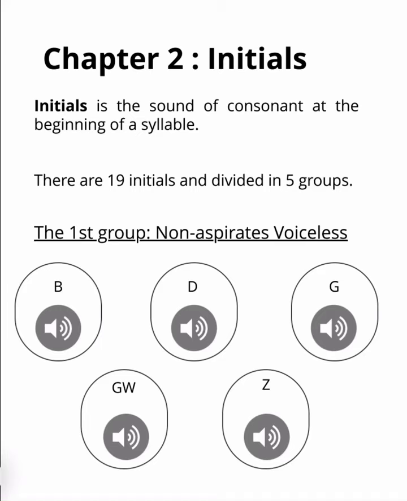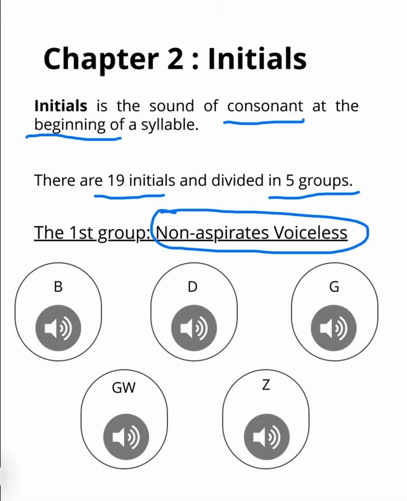Today I will talk about initials. Initials is the sound of consonant, and we will put it at the beginning. There are 19 initials and divided in 5 groups. The first group is called non-aspirate voiceless. It means when you pronounce the word, you shouldn't have the air out.